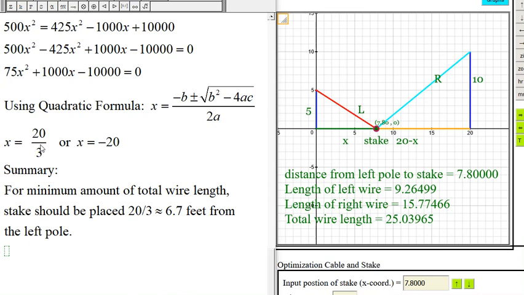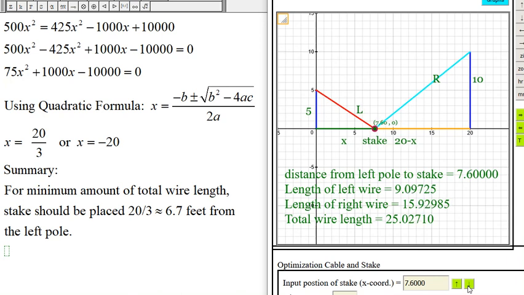And so the answer will be 20/3, which is about 6.67. So right now the stake is at 7.8, and so it should be around 6.67 to get the minimum. So this is about 6.7.